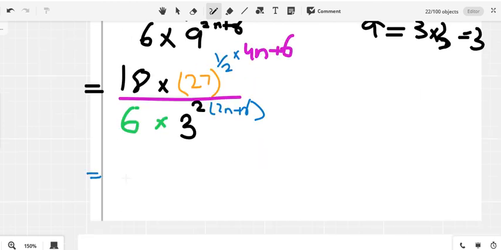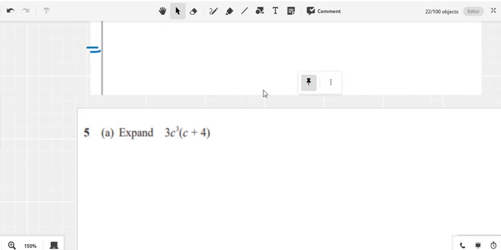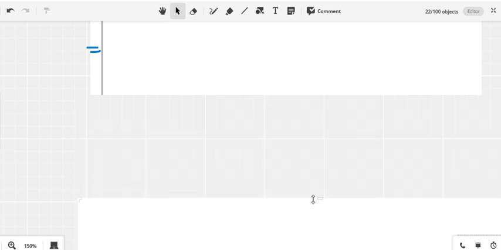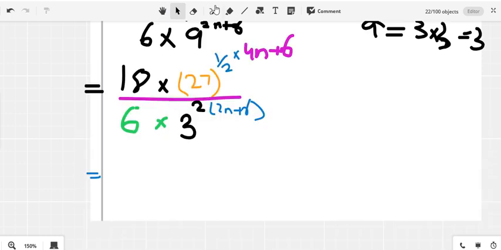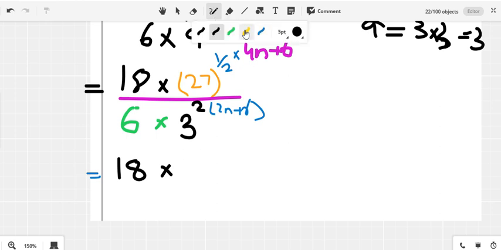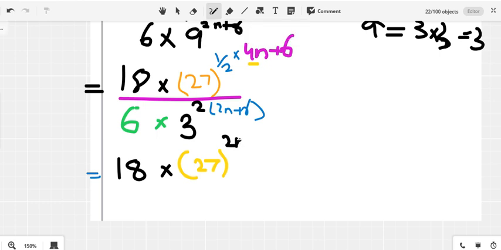Now what we will do, let me bring this part a little bit down so we can do the question here. Next, you write 18 as it is, times 27, and 27 you will write as it is. I will multiply 1/2 with each term of the exponent. So 4n divided by 2 is 2n, and 6 divided by 2 is 3.